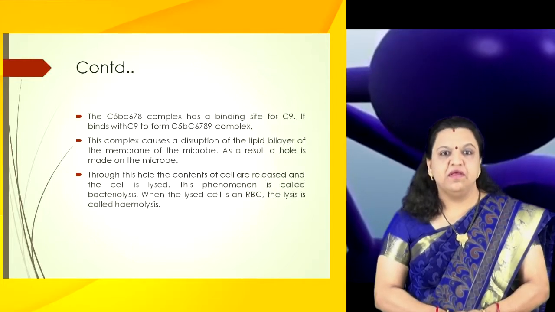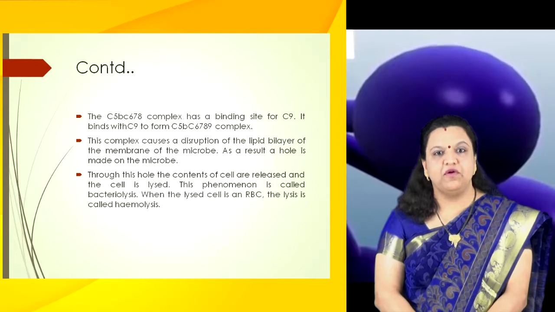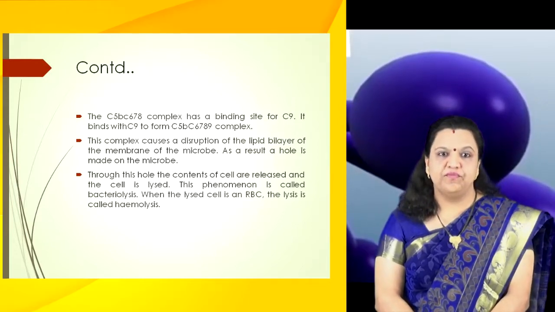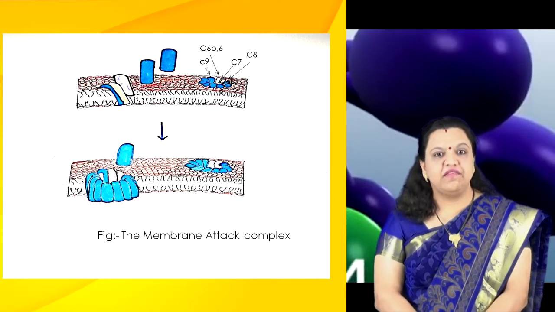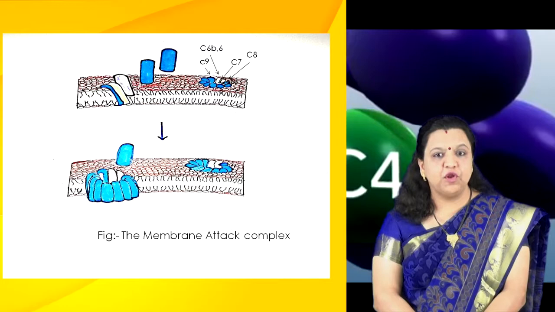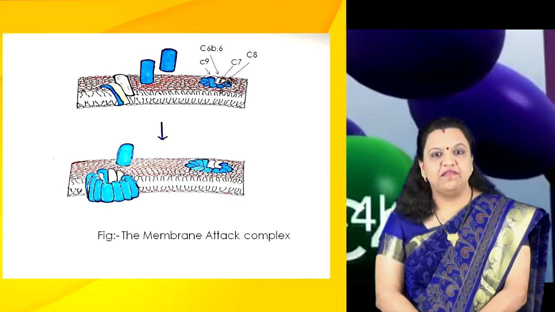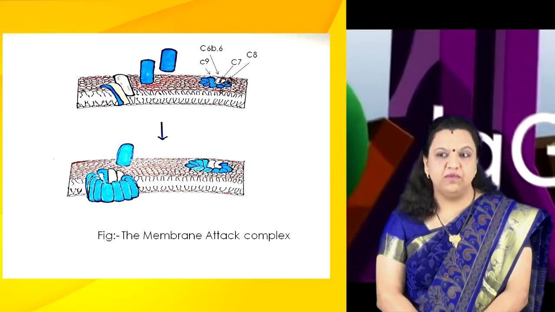the C5b-6-7-8-9 complex. This complex causes the disruption of the lipid layer of the membrane of the microbe. As a result, a hole is made in the microbe. Through this hole, the contents of the cell are released and the cell is lysed. This phenomenon is called bacteriolysis. When the lysed cell is an RBC, the lysis is called hemolysis.